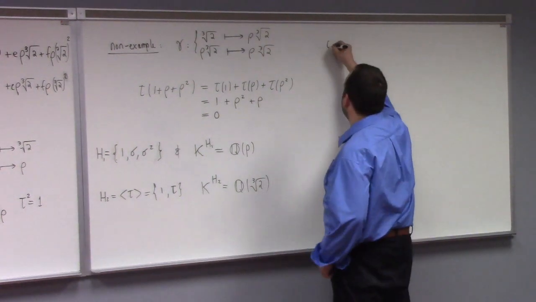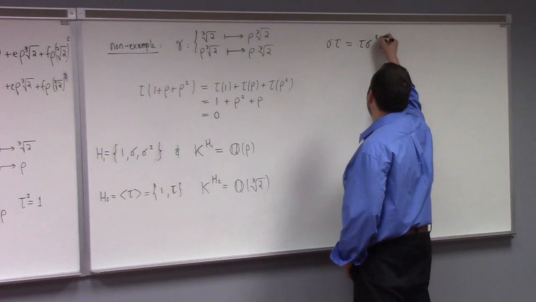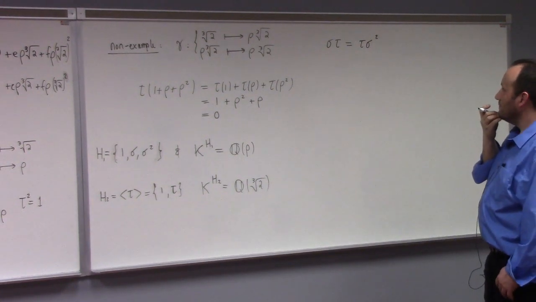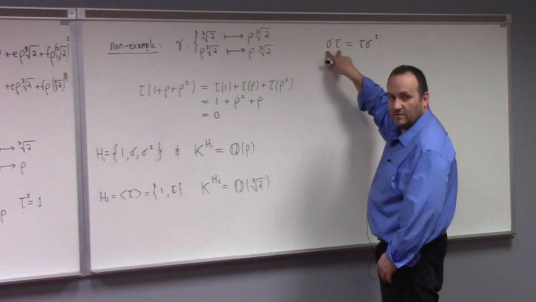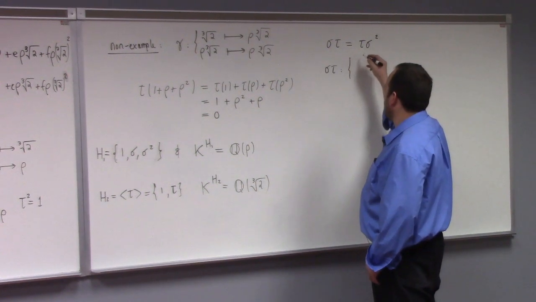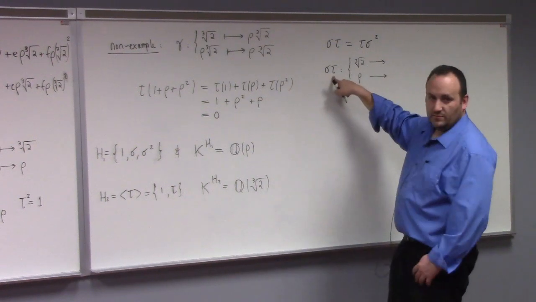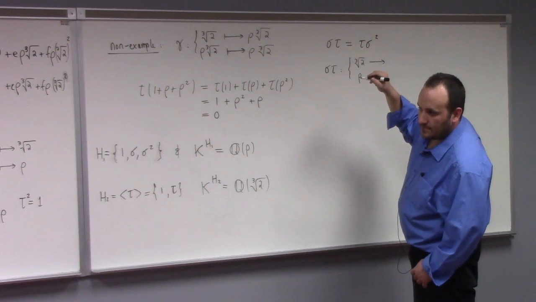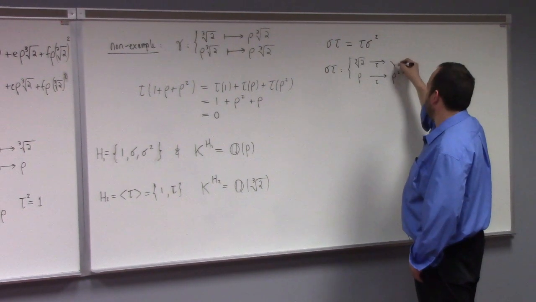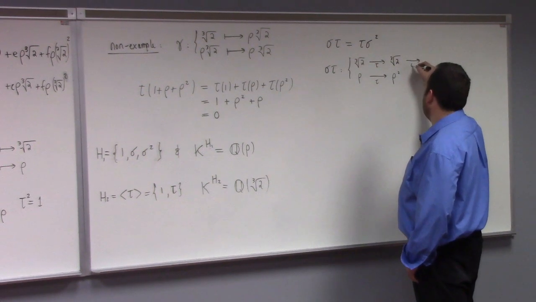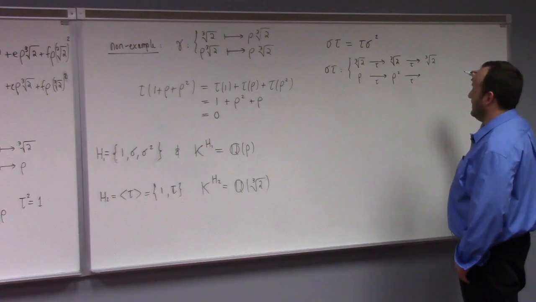You can calculate that sigma tau is equal to tau sigma squared. And it's easy enough to check that. You just follow the generators and see what happens. Like sigma tau, if we start with the cube root of 2 and rho, we do the tau. What's tau do? It takes rho to rho squared, right? It takes the cube root of 2 to the cube root of 2, right? And then we do another tau, because we're doing tau squared. Cube root of 2, still cube root of 2.